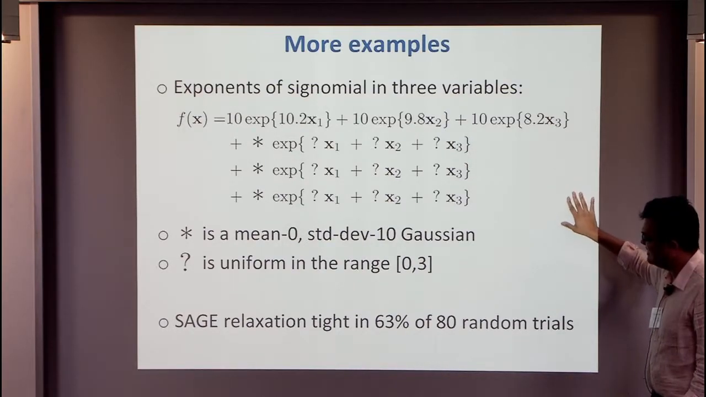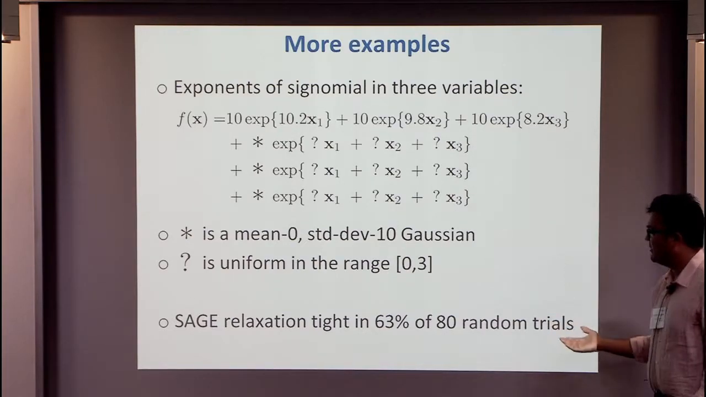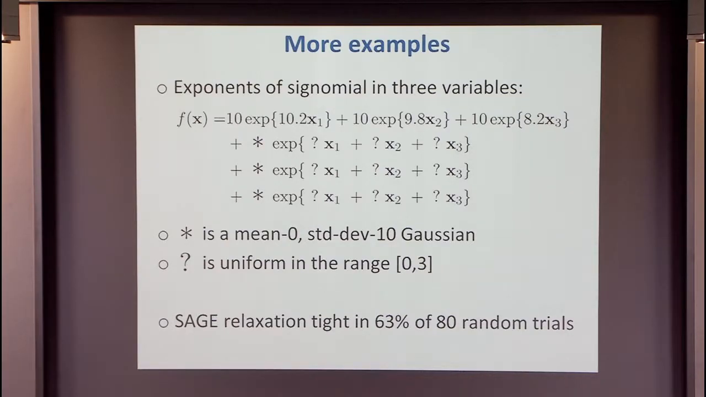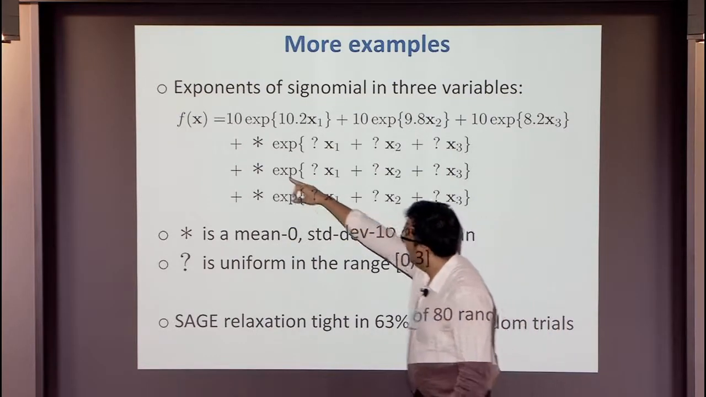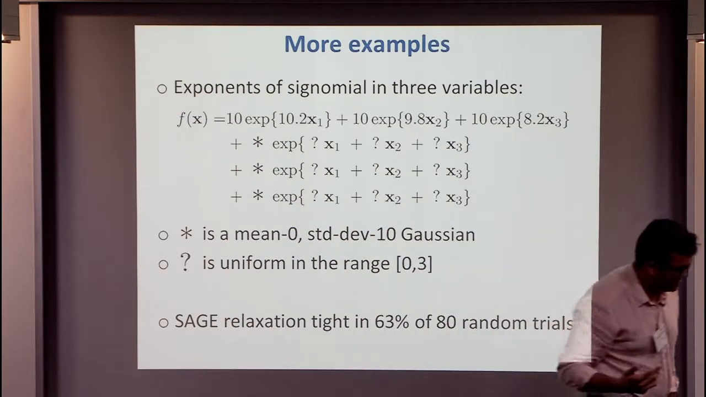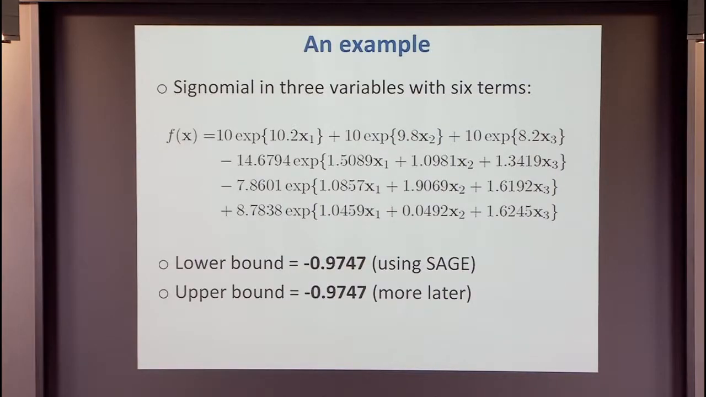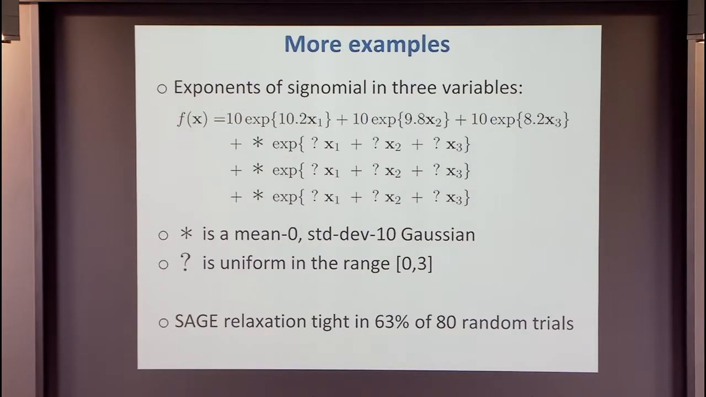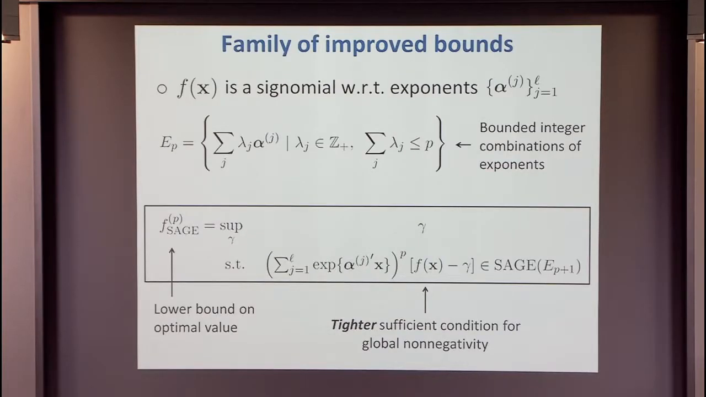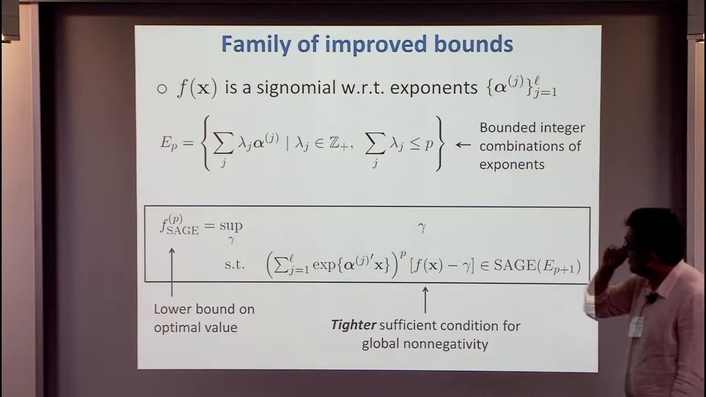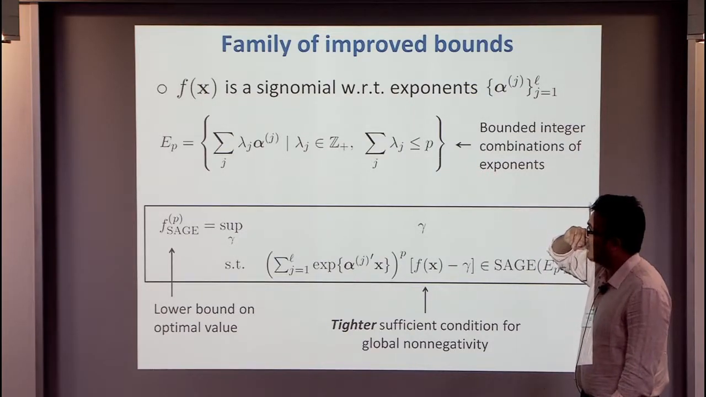And in this random family, we applied this technique, and the SAGE relaxation ends up being tight in 60+% cases out of 80 random tries. Again, I want to emphasize that these coefficients are Gaussian, so they can be positive, negative, and so these certainly are not GPs. And what we had in the previous slide was an example of this. It obviously fails in some cases, and so one can now talk about trying to develop a hierarchy for these things. Before I talk about the hierarchy, I'll need to define a quantity.